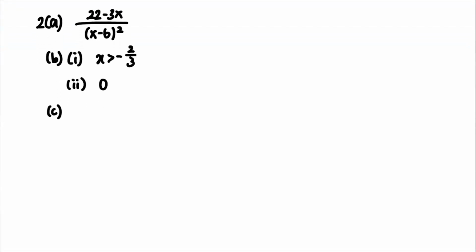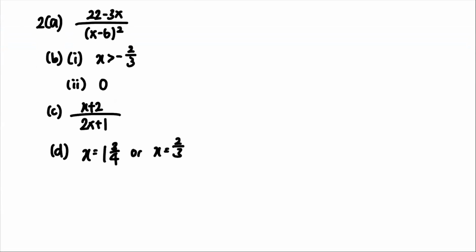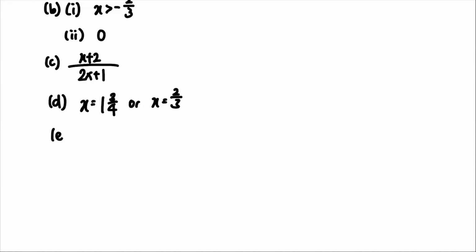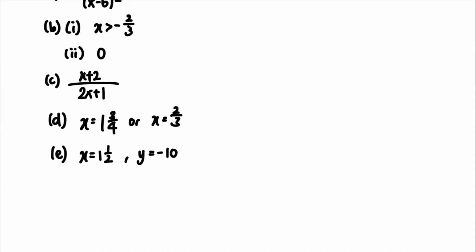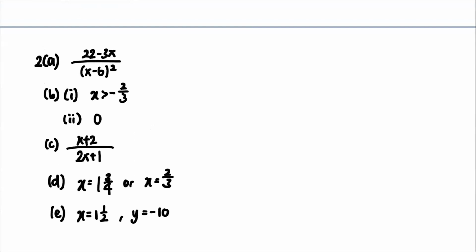Part C, x plus 2 over 2x plus 1. Part D, x is equal to 1 3 over 4, or x is equal to 2 over 3. And part E, x is equal to 1.5, y is equal to negative 10. These are all the answers.